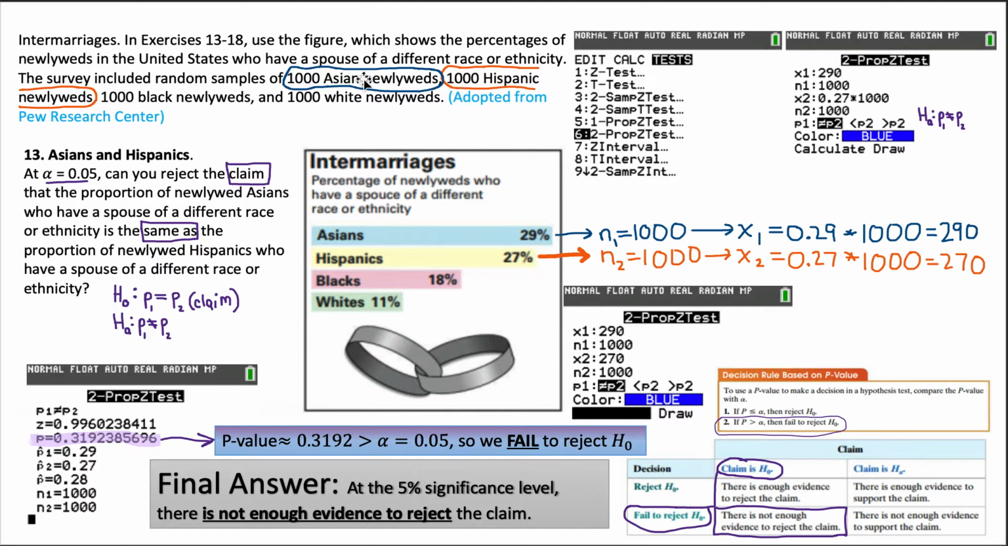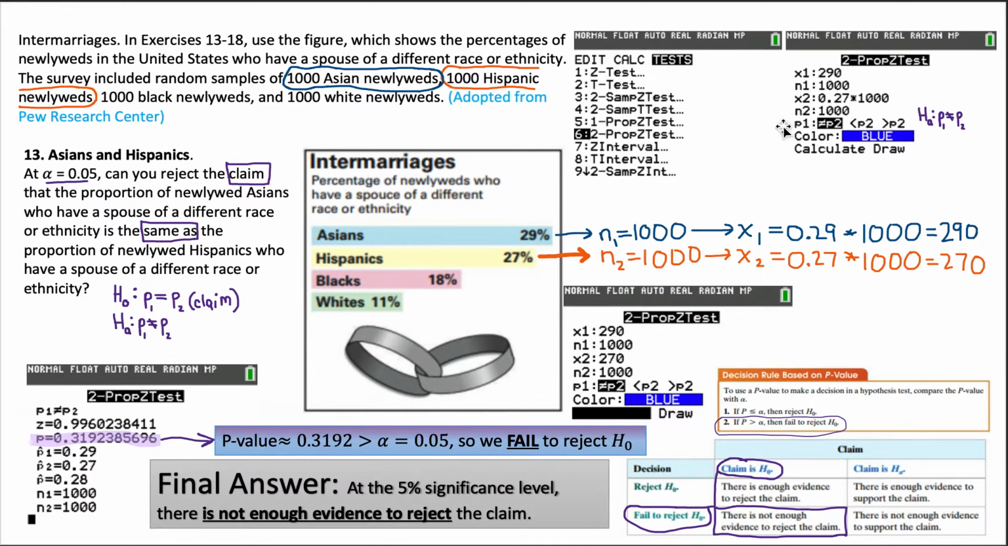Again, we have that data from up here. Your x sub 2 is 0.27 times 1,000, alrighty? And when you press enter, it'll turn into 270, so that's fine, that's what we want. Okay, and your n sub 2 is 1,000, and again, we're given that up here.